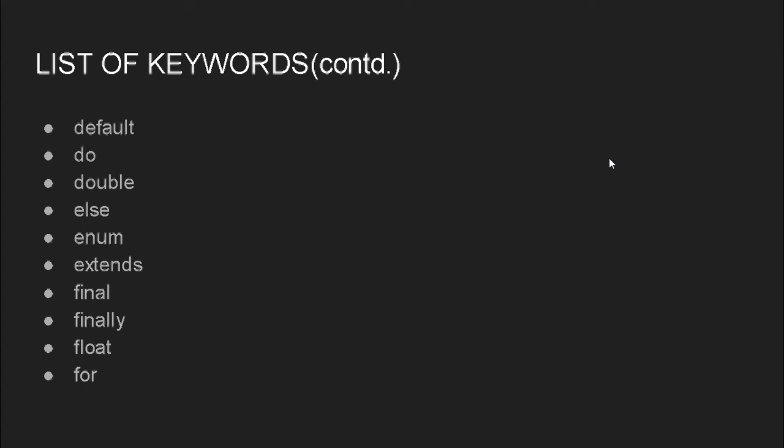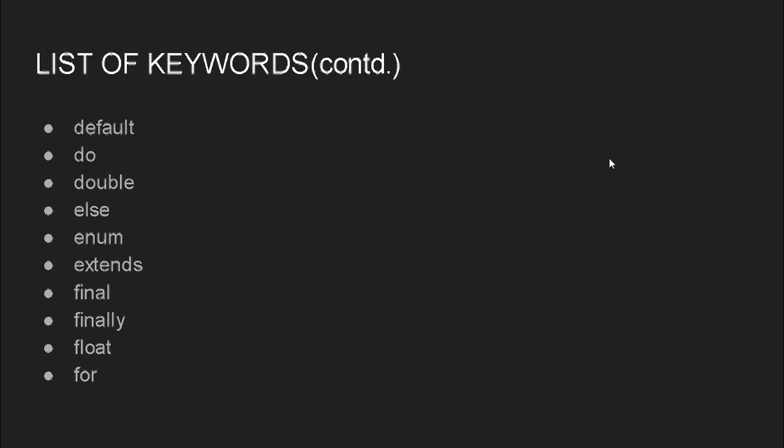Do, we have already discussed, we are using do while loops. So this keyword is used for creating a do while loop. Double is also a keyword which is used for creating a double data type. Double is also a data type, so that we'll be discussing later on.